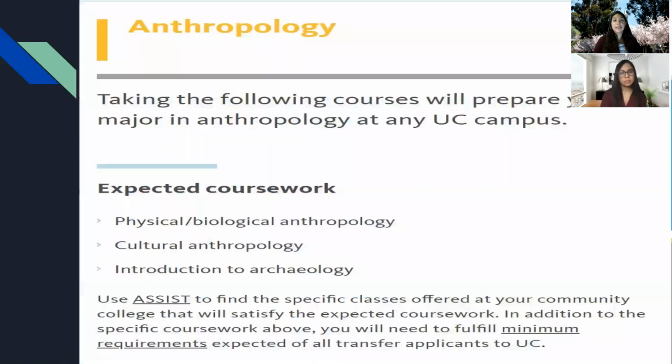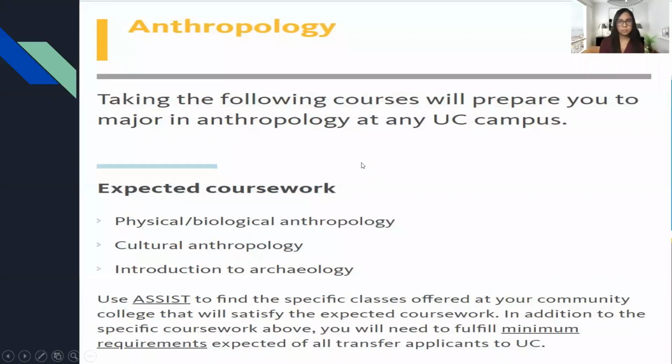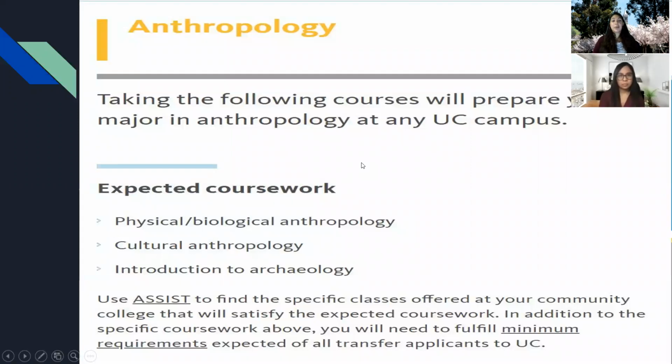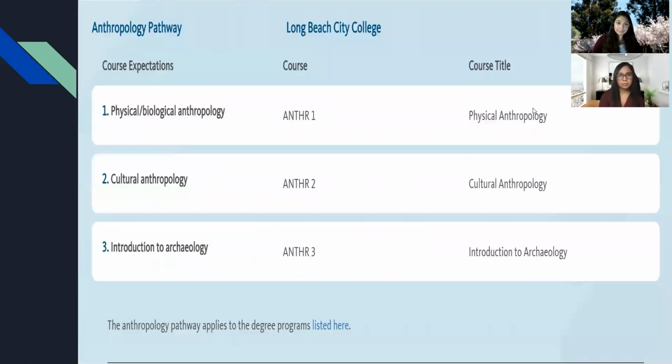Well, here they'll tell you, this is the expected coursework. This is what we're expecting you to actually take. We're expecting you to take physical and biological anthropology, cultural anthropology, and introduction to archaeology. As I mentioned, you can go into assist.org and find these, but this tool also does it for you so that you don't have to go from one page to another, just do everything here.